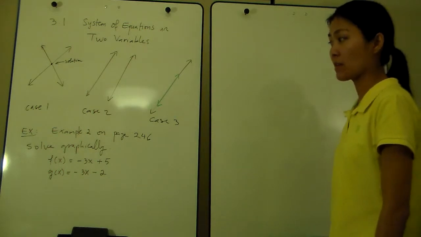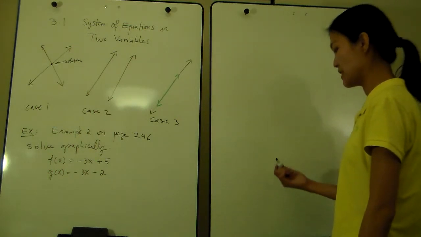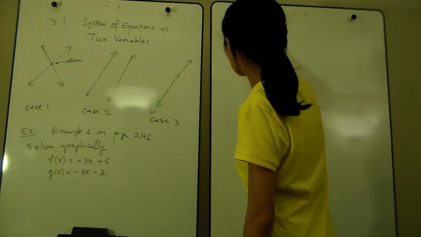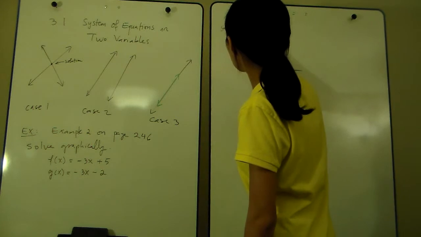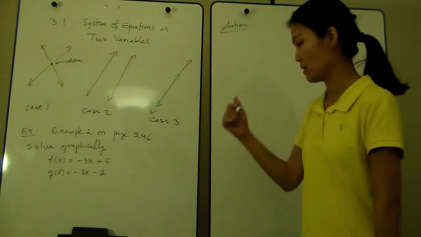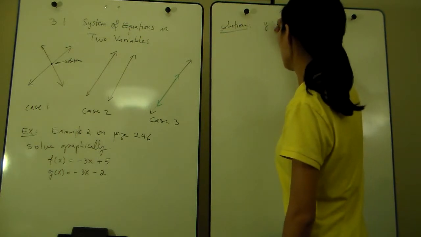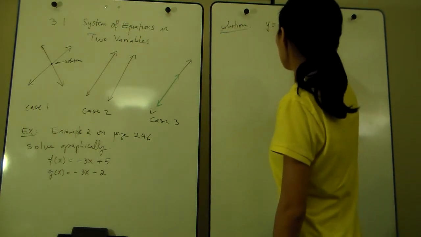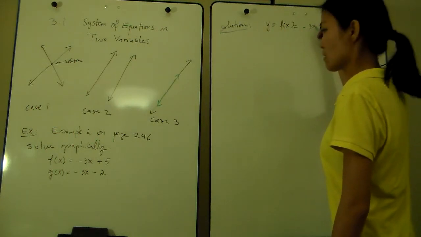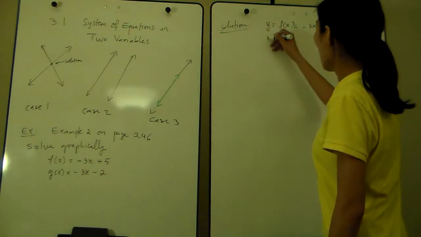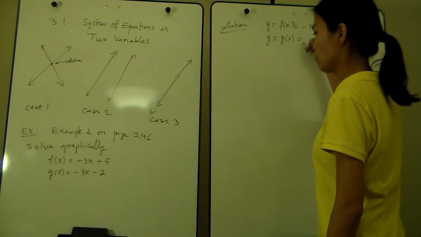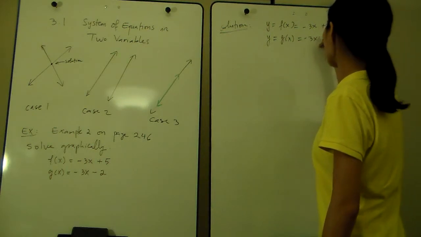So let's solve it. It asks you to graph it, right? So same procedure. Now, let's see, solutions. If you recall, f of x is just like y. So let me simply write y equals f of x equals negative 3x plus 5, y equals g of x equals negative 3x minus 2.